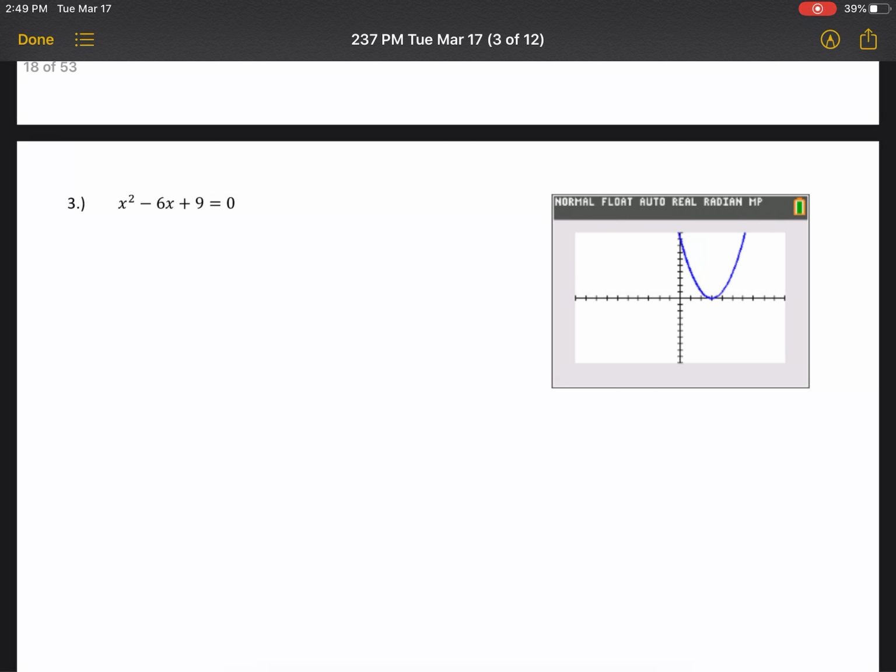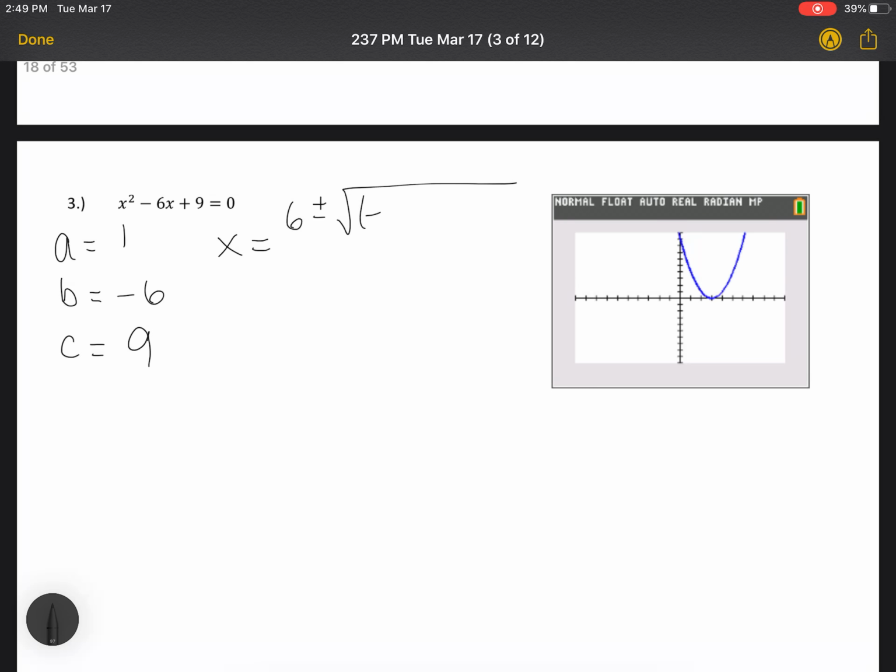On to number 3, x squared minus 6x plus 9. List out my a, b, and c because I'm already in standard form. A is 1, b is -6, c is +9. Then we're going to plug that into the quadratic formula. X equals -b becomes +6 plus or minus the square root b squared minus 4 times a times c, all divided by 2 times a, which is 2 times 1.